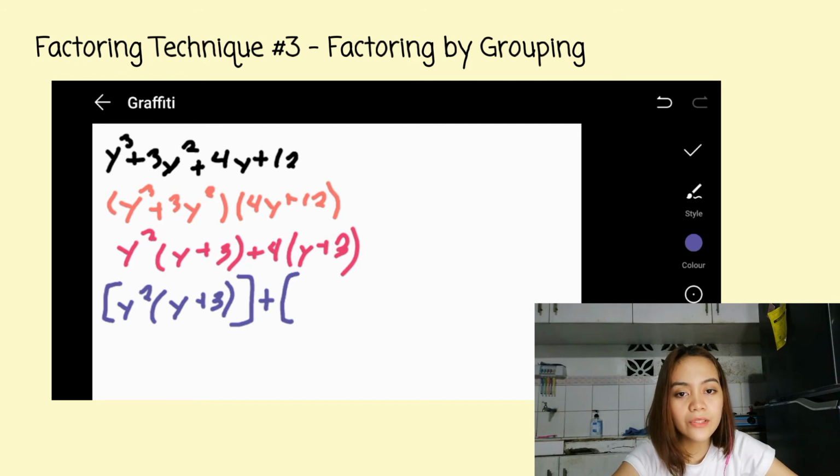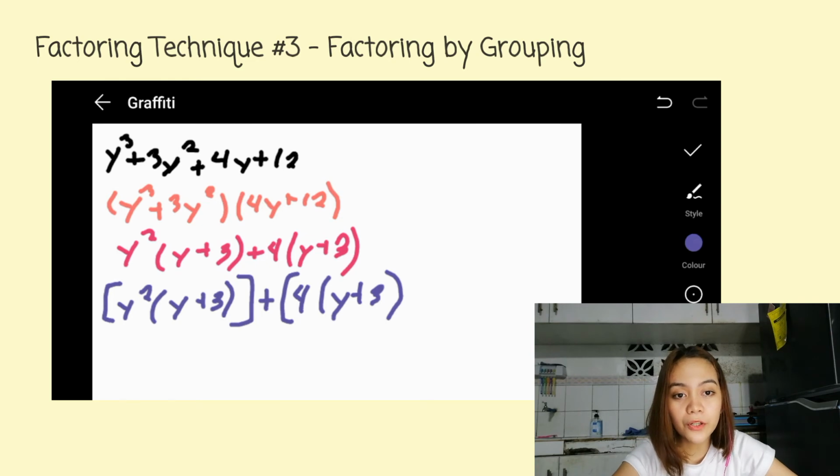So now we have two sets of terms with the common factor of y plus 3. Notice that in our first group, we're able to produce y plus 3 as a factor, and in the second group we're also able to produce y plus 3. Now in this case, we'll be able to use factoring using GCF once again to simplify our polynomial further.